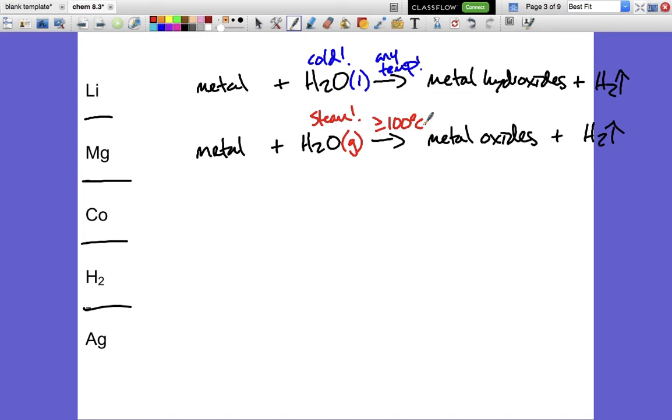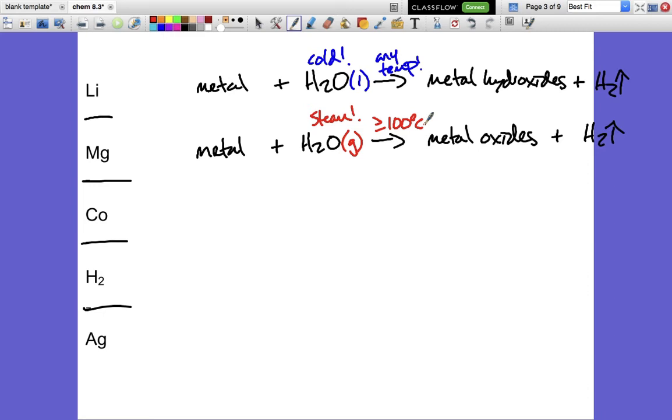So magnesium doesn't react with cold water. I can't throw that magnesium ribbon into water and have it react automatically. But if that water is hot, if it's steam, then definitely that reaction will occur. But I also make different products. I make oxides instead of hydroxides. So look for the conditions first and foremost, right? If it's magnesium, the water has to be hot. If it's lithium, water can be cold and it will react either way.